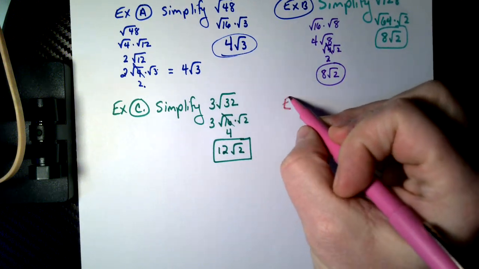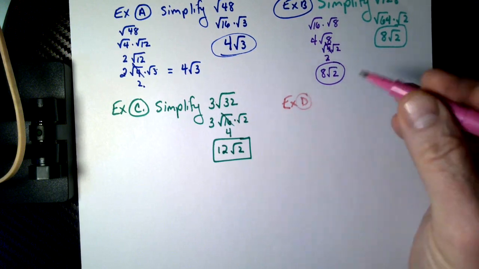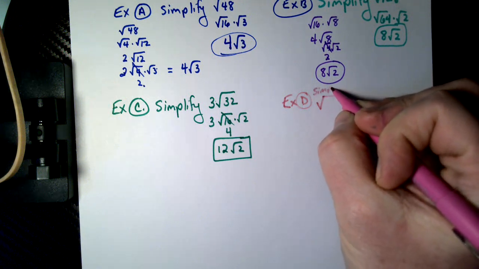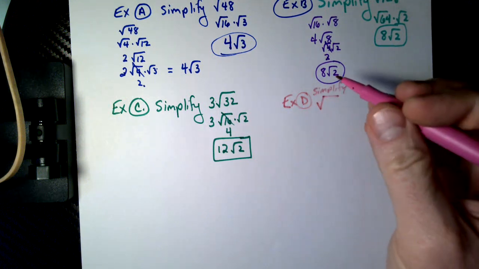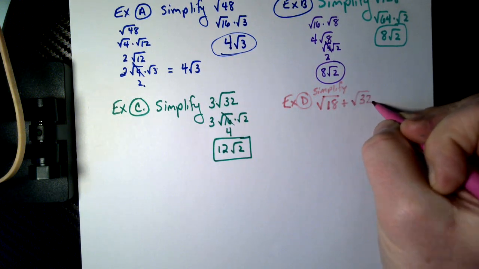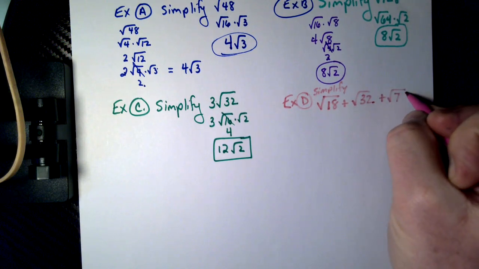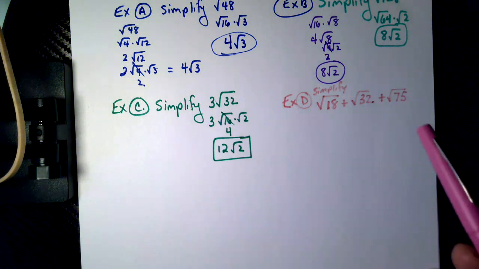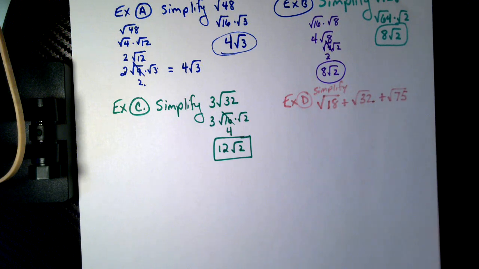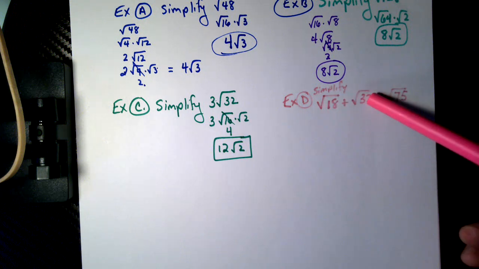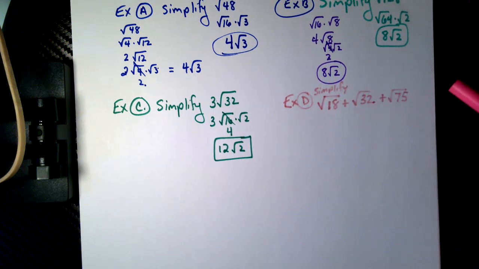How about a little adding and subtracting in between? Example D. I would say simplify again. I got the square root of 18 plus the square root of 32 plus the square root of 75. It would be like a multiple choice test, like an SAT. They're going to put the answer down, and they're going to say, if you just add the numbers together, 18 and 32 together equals 50, and then 50 plus 75, so it's the square root of 125.